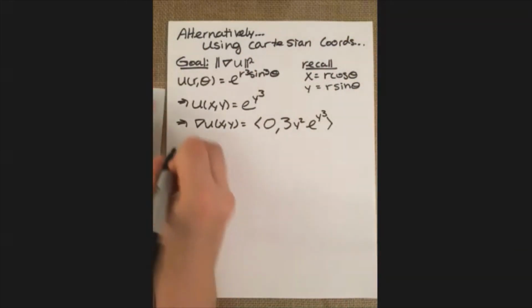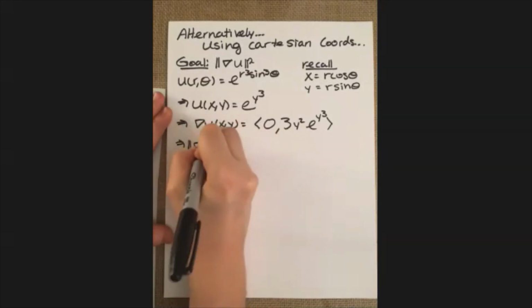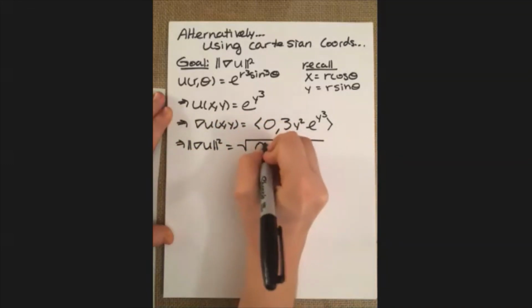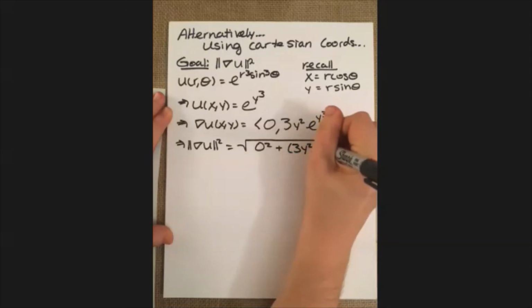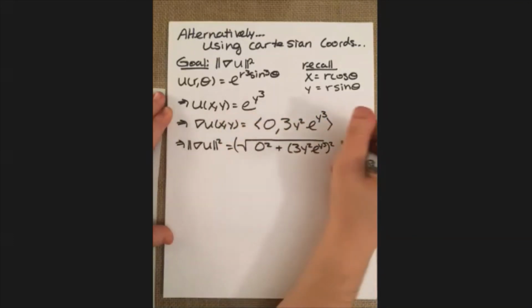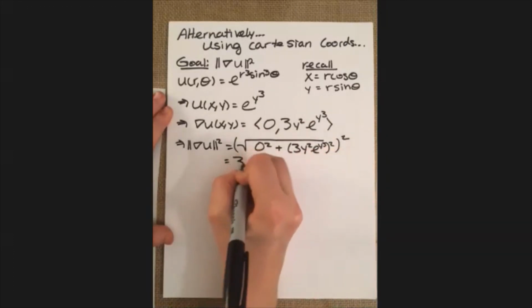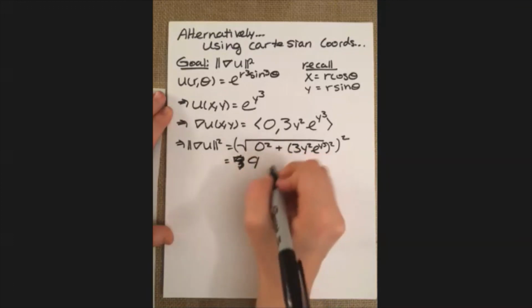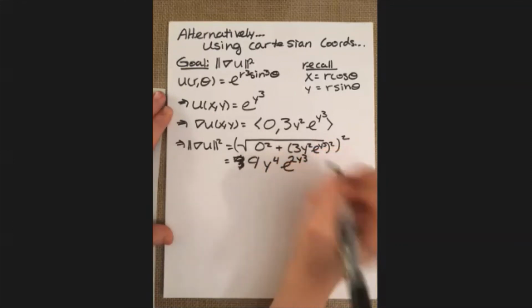So what this means, to get the norm of the gradient of u squared, well, that's just going to be the square root of 0 squared plus 3y squared e to the y cubed squared. And then all of this is squared. So I guess that cancels out the square root. And I'm just left with 3, oops, that should be a 9 y to the 4th, e to the 2y cubed.